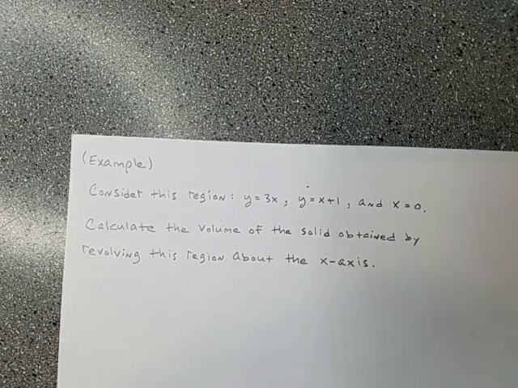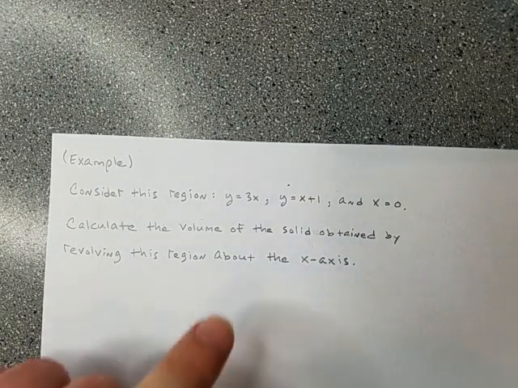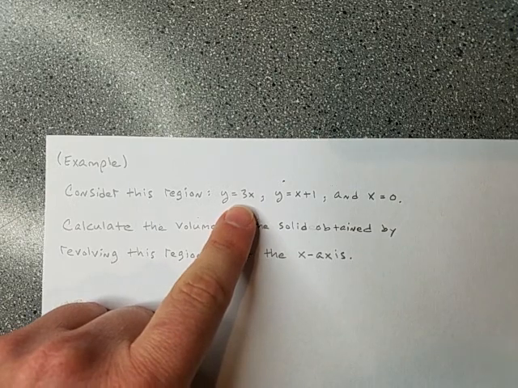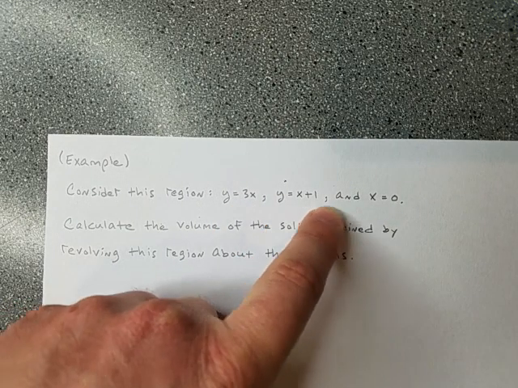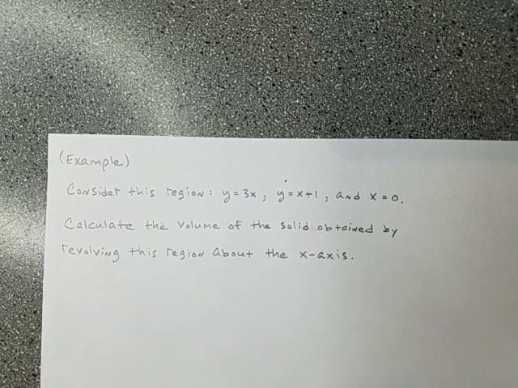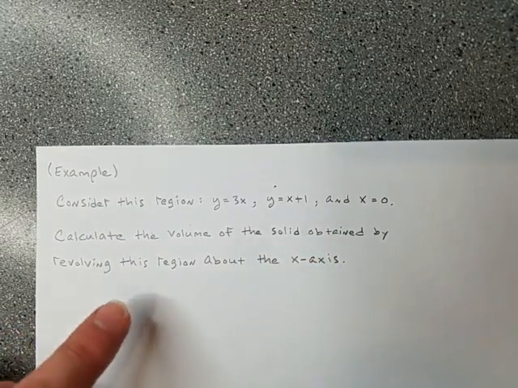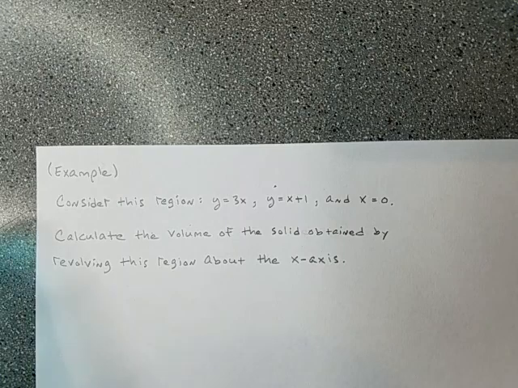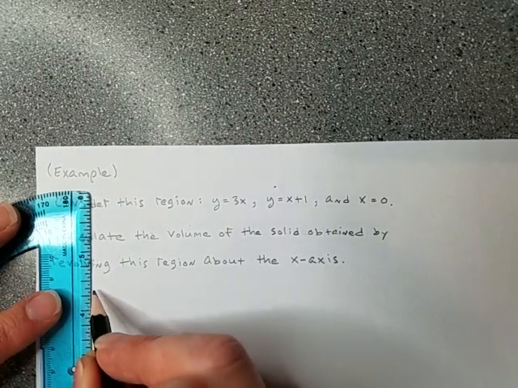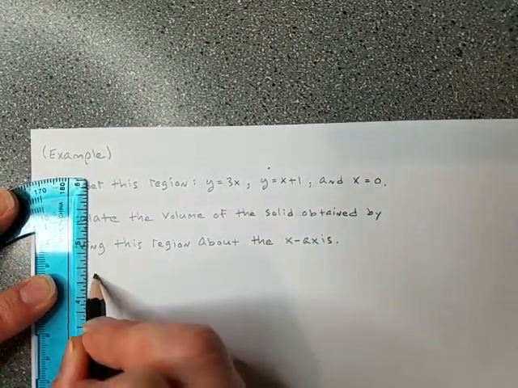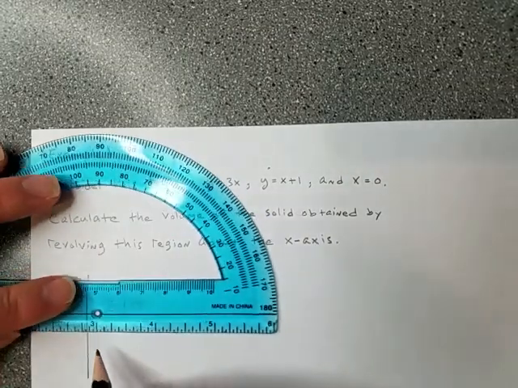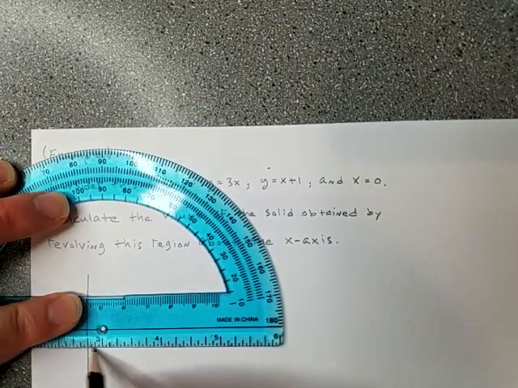All right. So it says, consider the region contained by y is 3x, y is x plus 1, and x is 0. Calculate the volume of the solid obtained by revolving this region about the x-axis. So let's see. You don't have to draw the picture to do this, but I think for most people it probably helps.